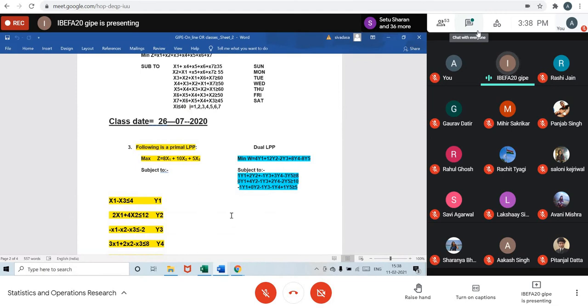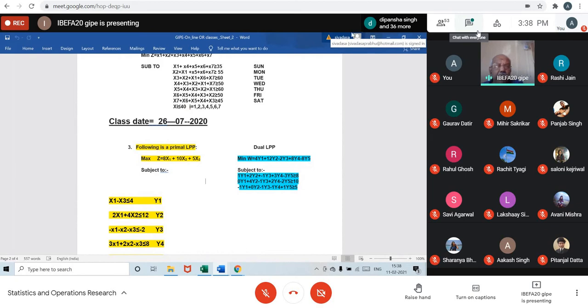Next week I will do an example. Anybody follow the writing of both primal and dual LPP? But in your situation, you will be having only one. From there, you have to write a dual. Simple hai.